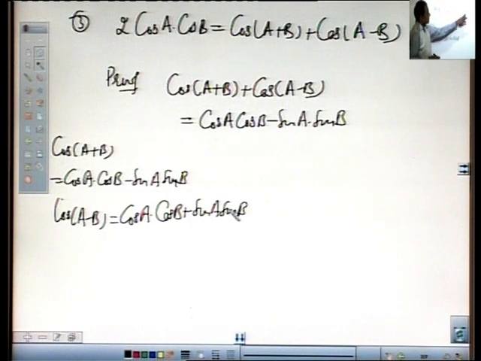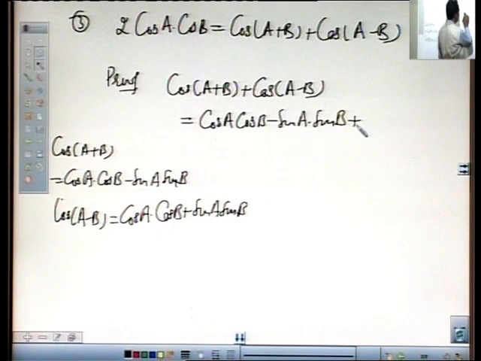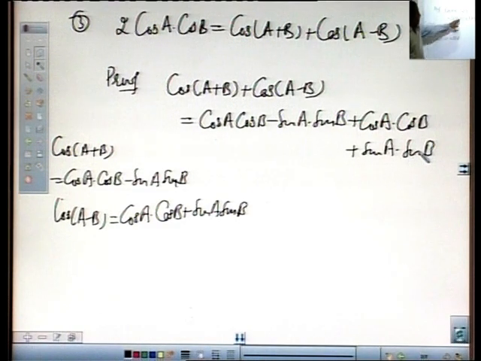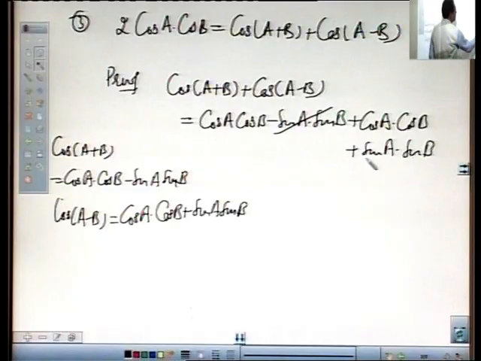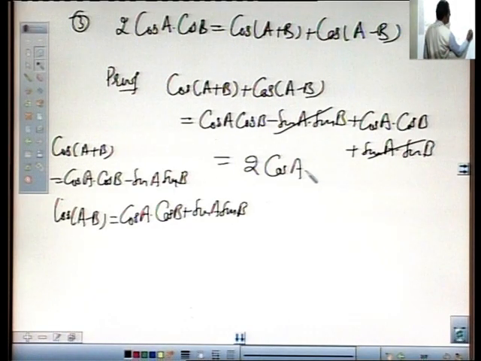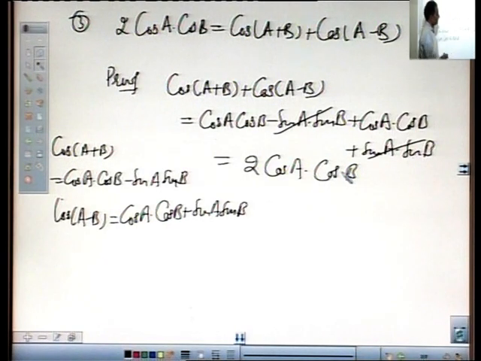Now cos A plus B plus cos A minus B, this equal to cos A cos B minus sin A sin B plus cos A cos B plus sin A sin B. Now minus sin A sin B cancels with plus sin A sin B, and this equal to cos A cos B plus cos A cos B, this equal to 2 cos A cos B.